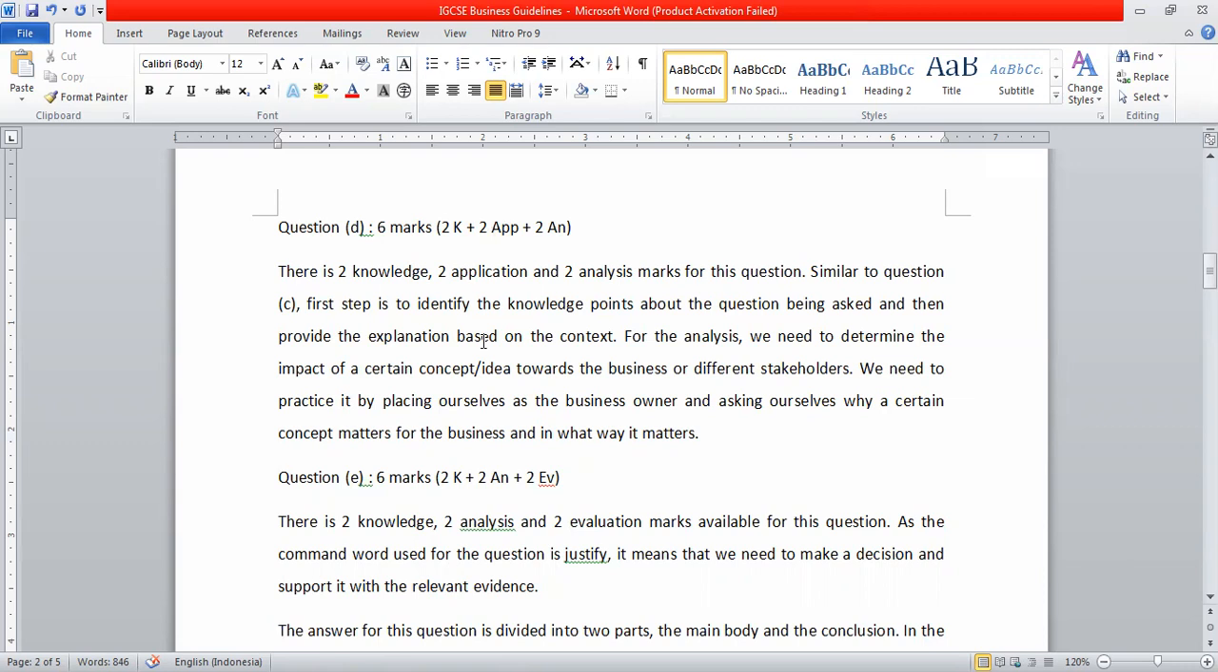At the same time, there is one more that we need to focus on here, which is analysis. We need to determine what is the impact of whatever we write, what is the impact of that concept or that knowledge towards the business or towards different stakeholders. We need to practice analysis by placing ourselves in the business, as a business owner, and reflect and ask yourself why that certain concept matters for the business and in what way it will matter. So that's the key when you want to write analysis.